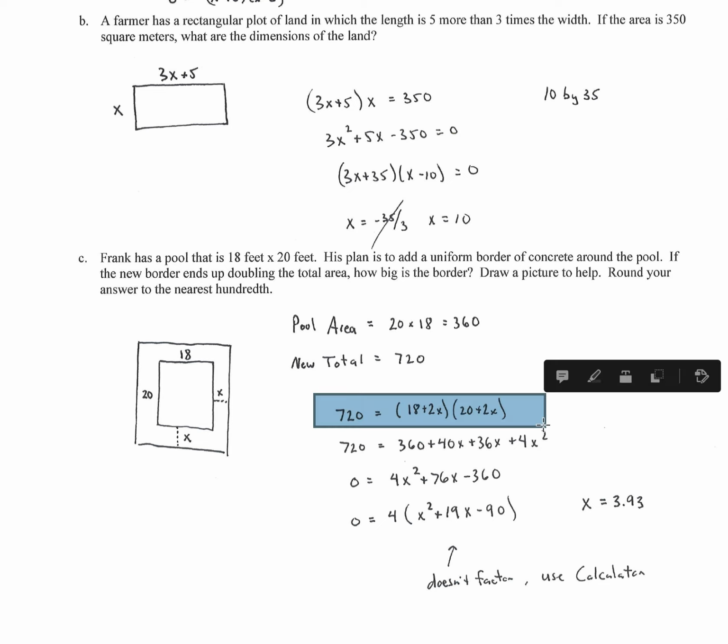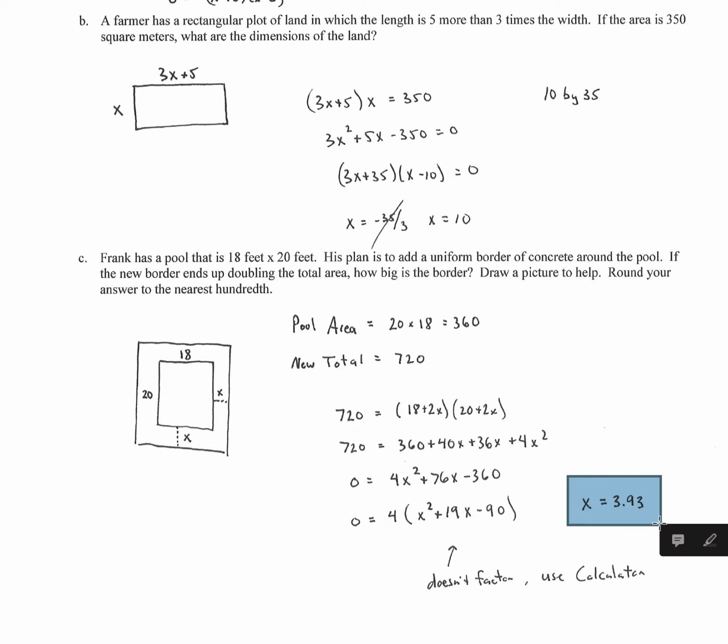So you write that equation, distribute this side by FOILing, get everything on one side, and you either have to factor it, complete the square, or use the quadratic formula. And in this case, I just used my calculator, and I got that for the width of the border.